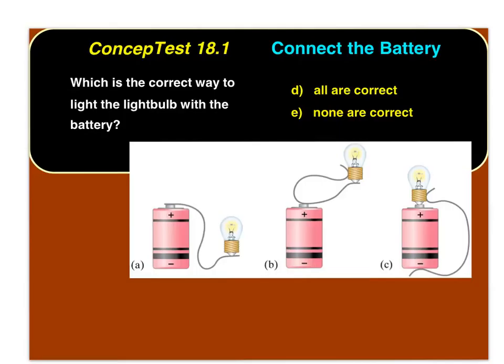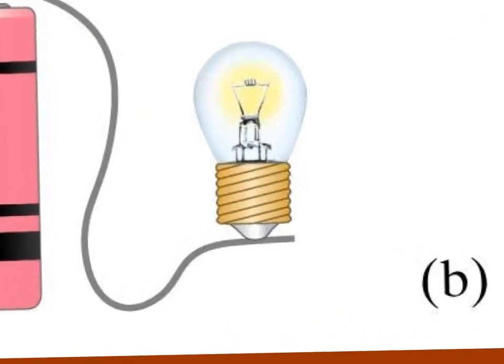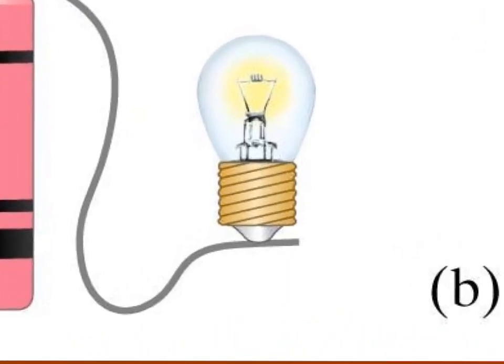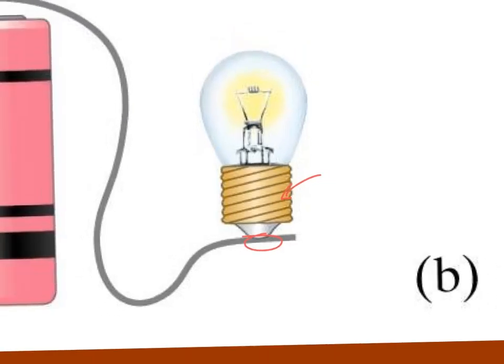Okay, the conceptual questions. Which is the correct way to light the light bulb with the battery? That looks good. In order for the light bulb to light, both terminals of the battery have to be connected, and the current has to pass through the light bulb. When we're looking at a light bulb, this is one terminal and this is another terminal. So the current has to go in one way and out the other.